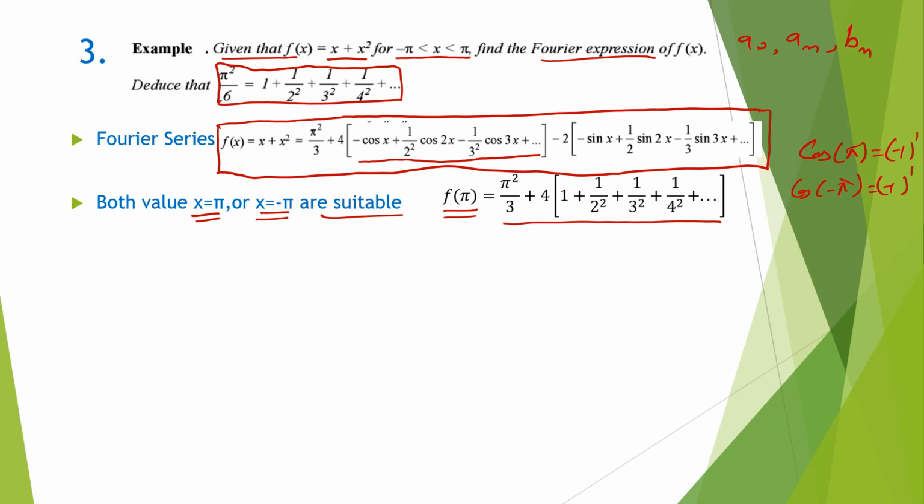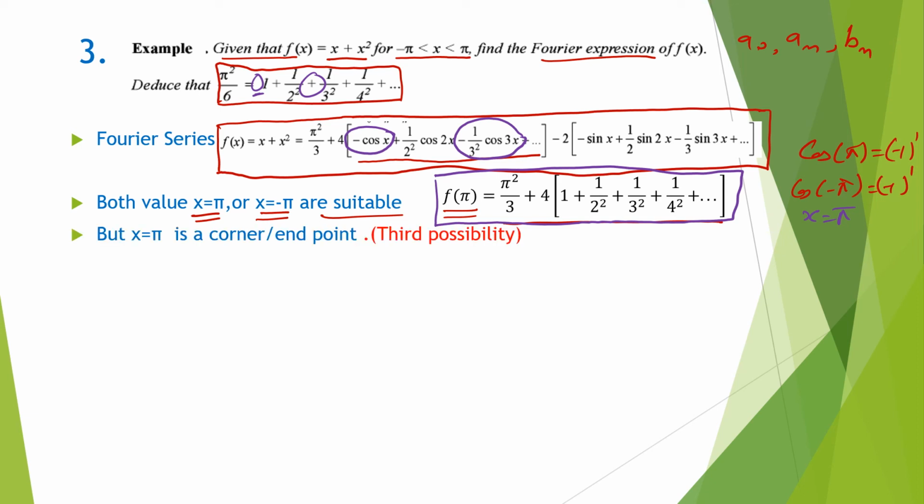Why have we not substituted the value of x equal to 0? Because if we substitute x equal to 0, we get a problem over here because it is minus cos x. Again the third odd term is minus, but in the proof these odd terms are positive. That's why we require x in terms of pi. So f(x) is equal to pi square by 3 plus 4 into 1 plus 1 by 2 square plus 1 by 3 square plus 1 by 4 square.